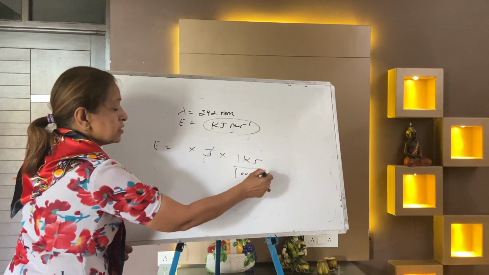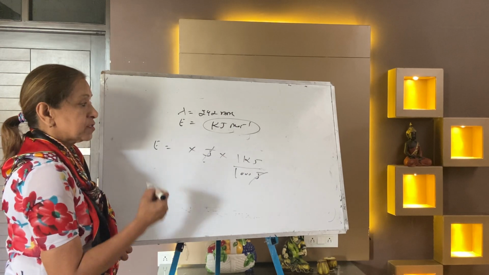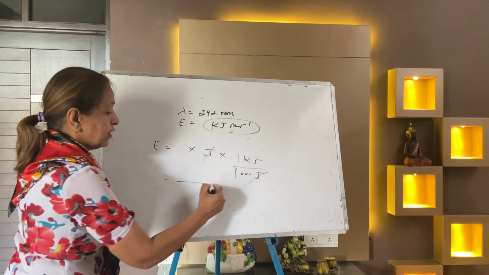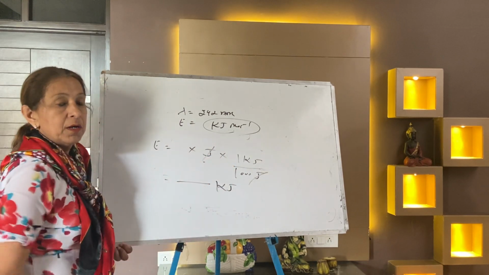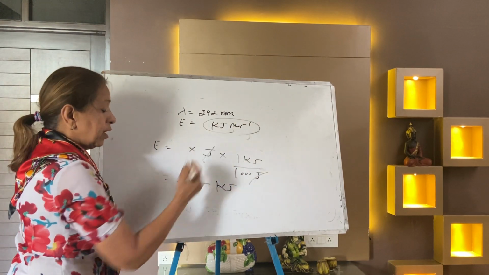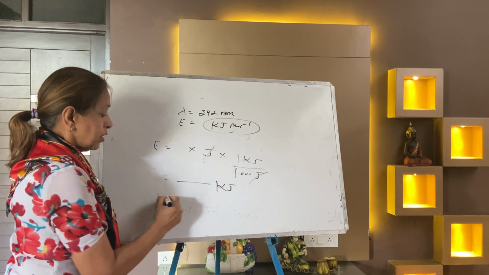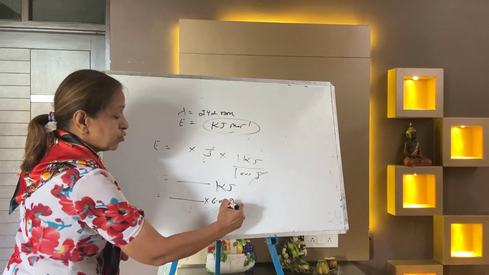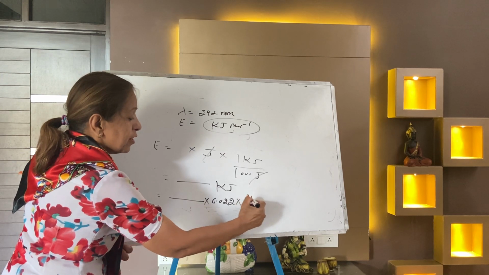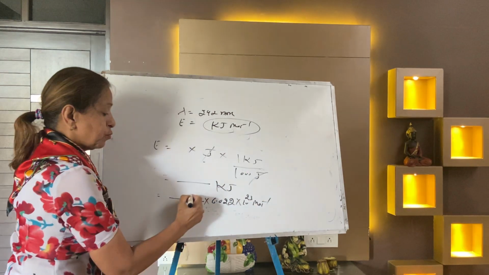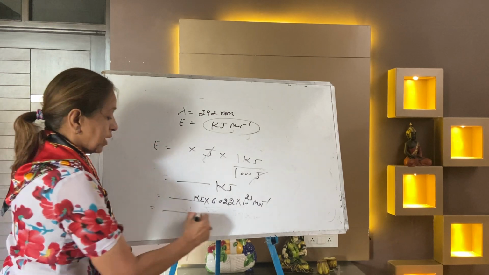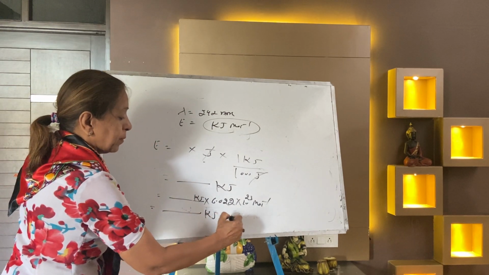So joule cancel. Your answer x, you divide your value by 1000, your answer will come in kilojoule now. But it is not in per mole. To bring it into per mole, you multiply this by Avogadro's number, 6.022 into 10 power 23, whose unit is per mole. Then you multiply your kilojoule with Avogadro's number, your answer will come in kilojoule per mole.